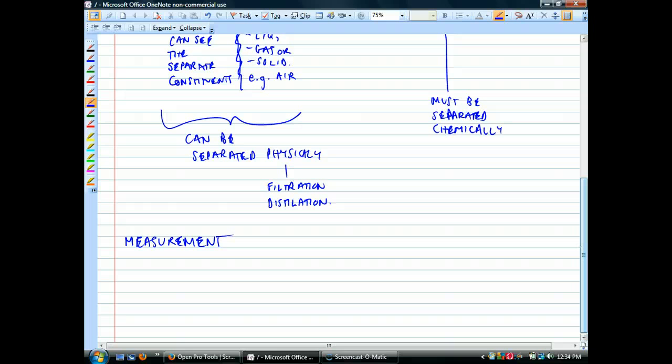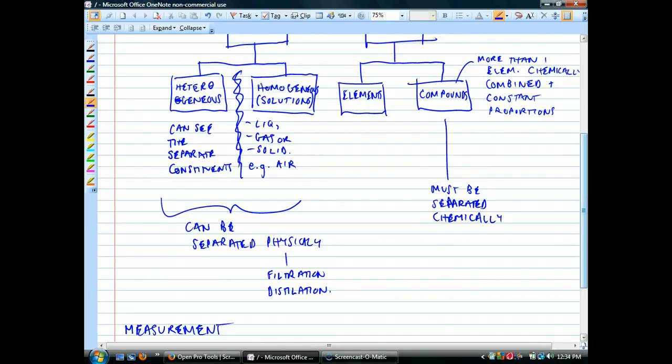Yes? You say that mixtures can be separated physically. Do you think they can be separated chemically also? Well, technically no, because they're not chemical compounds. So they must be separated physically? Yes. So when I say chemically here, what I'm talking about is you've got to actually have a chemical reaction that takes place to separate a compound.